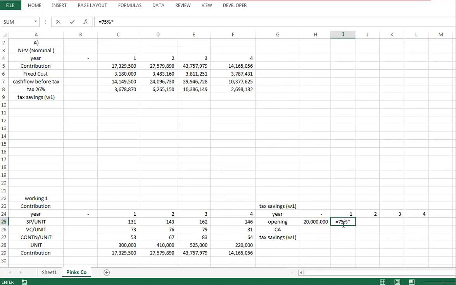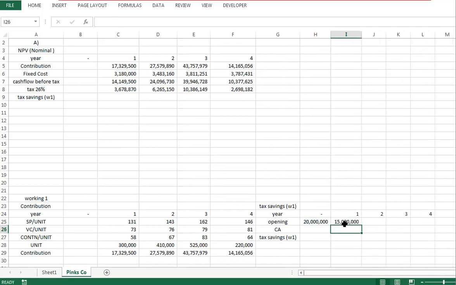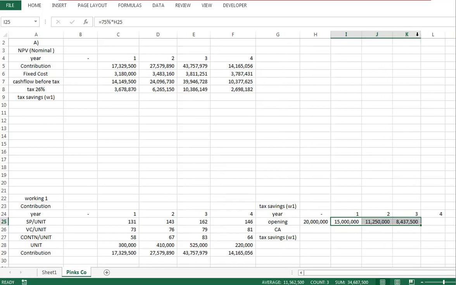The 75% of this value, of the previous cell value, will be 15 million, right? You'll apply it on the next three cells, but not in the fourth one. In the fourth one, which is the last year, you are going to write the scrap value here. Because in this particular question, the scrap value is nil, so we are going to write 0, right?